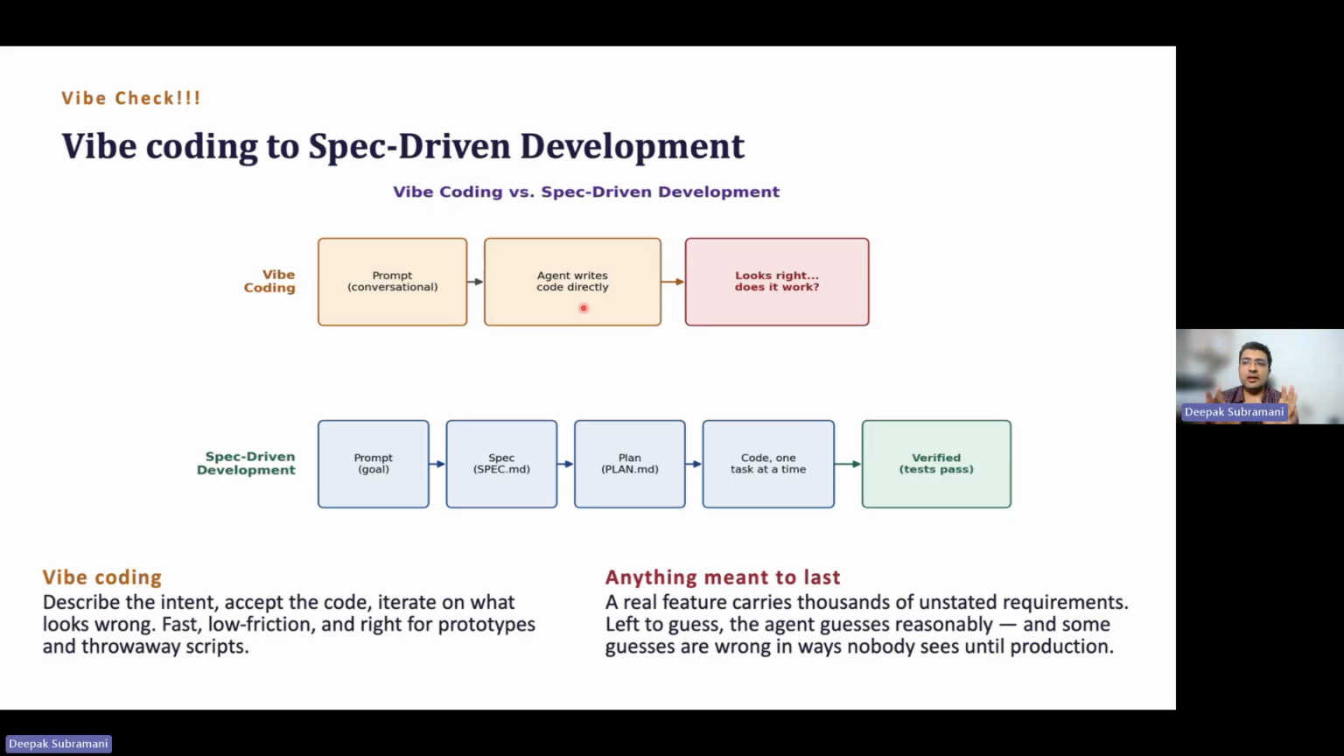This works only for small, low friction tasks that are like throwaway scripts. Anything meant to last will not survive this approach of vibe coding, which most people do. For things to last beyond one session, we have to take what is called a specification-driven development approach. It takes some time for us to learn what the specification-driven development approach is, and hence we are offering this course. I will quickly tell you what the specification-driven development approach is.